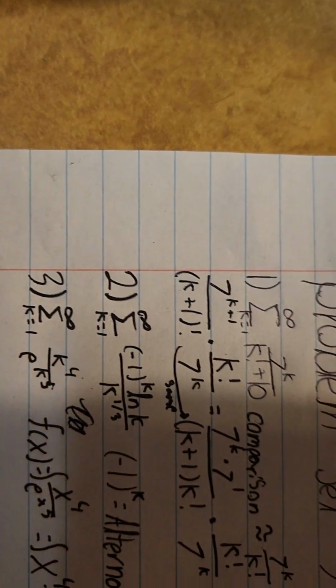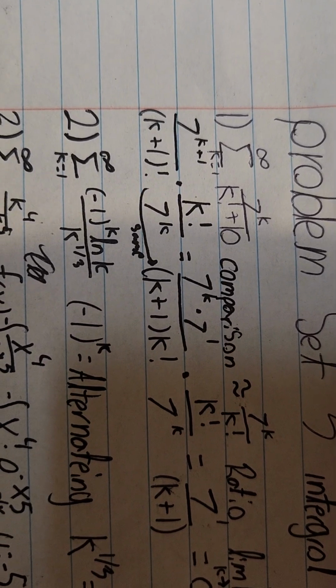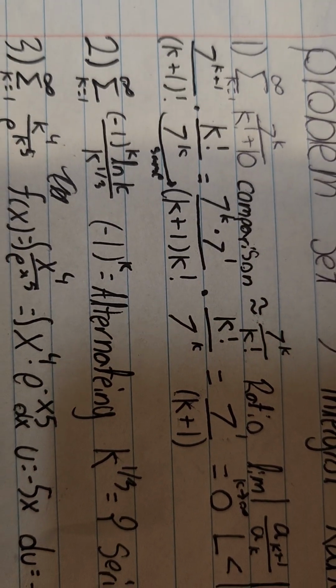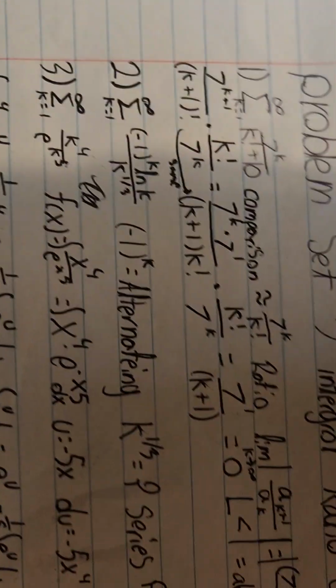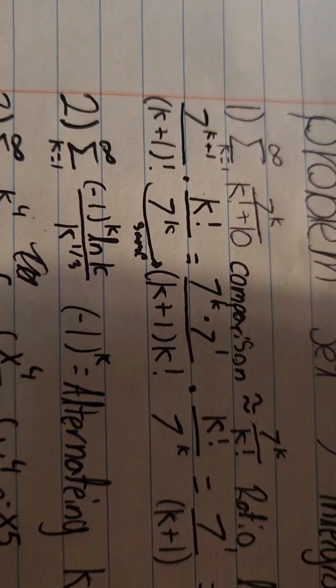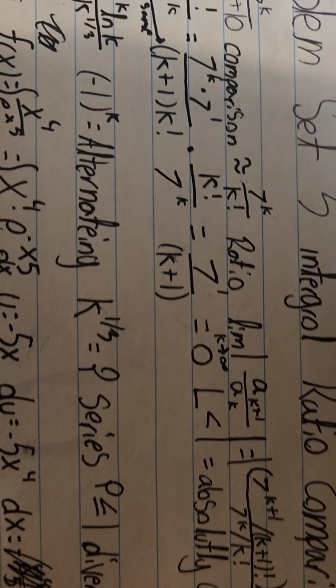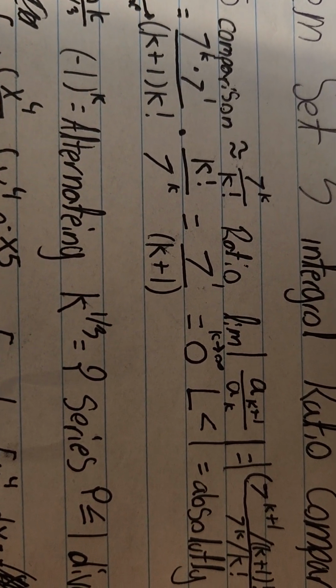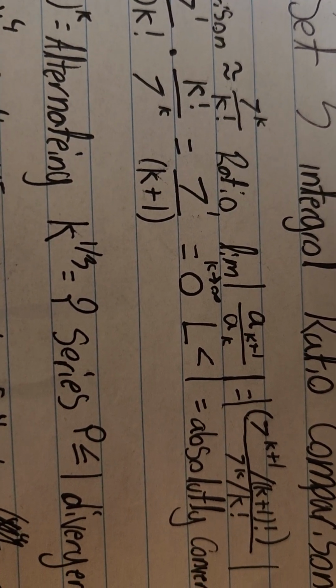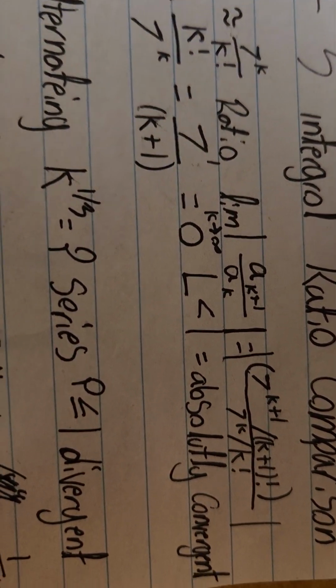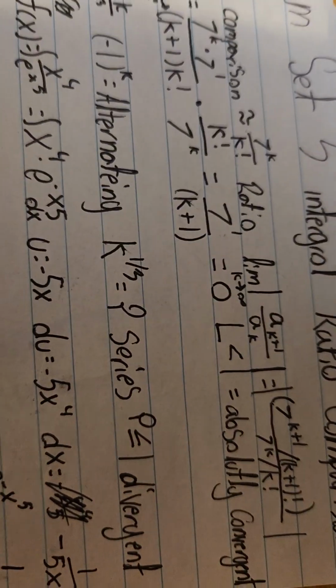Following it through, doing your basic algebra, you end up with 7 to the k plus 1 over k plus 1 factorial times k factorial over 7 to the k. Over here, I just multiplied by the reciprocal and whatnot to get rid of them. And then you get your final answer of 7 to the first power over k plus 1. Plugging in infinity, that equals 0, making L less than 1, which means it's absolutely convergent. Probably could have explained that better.